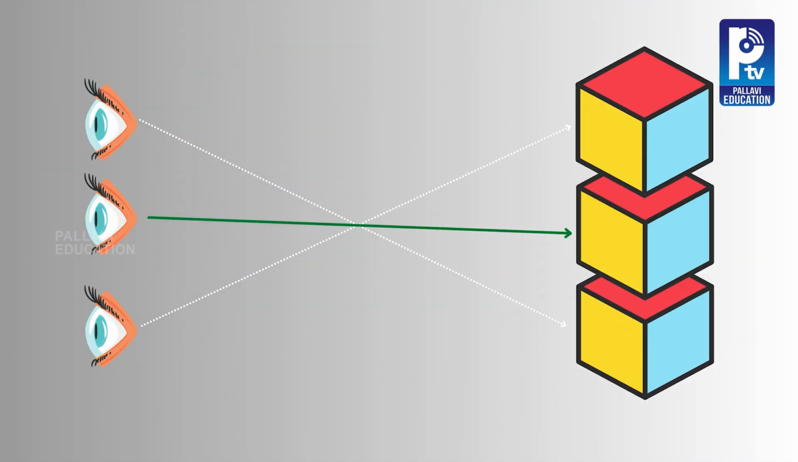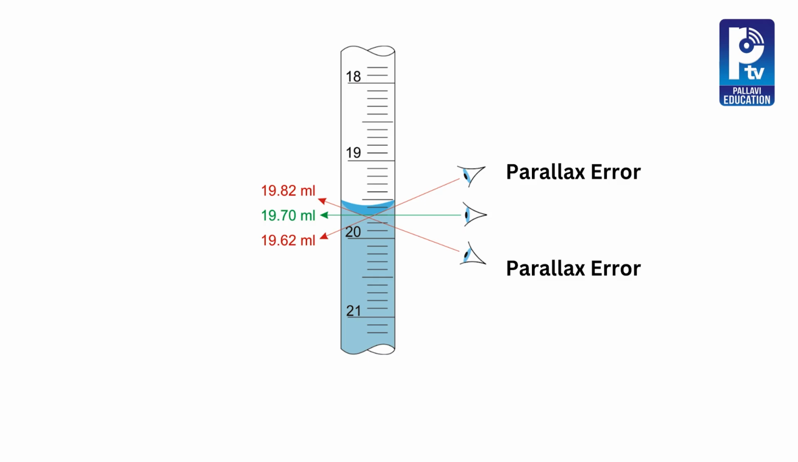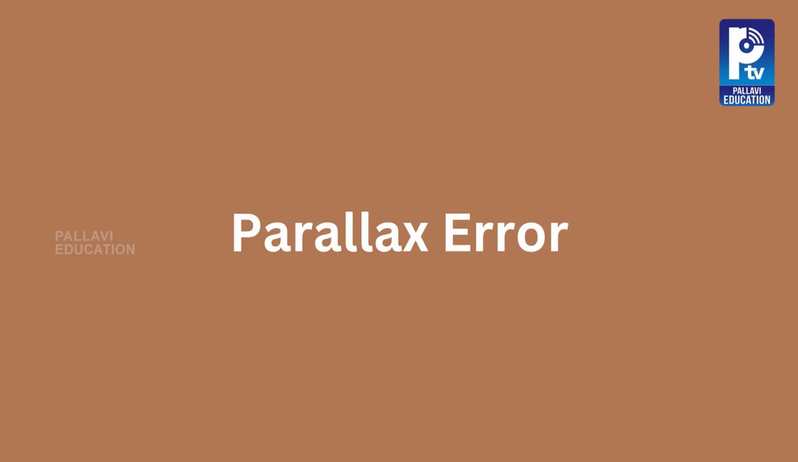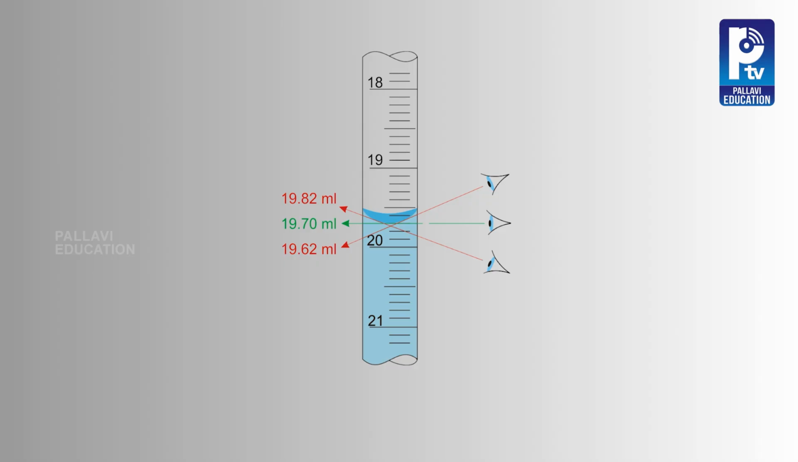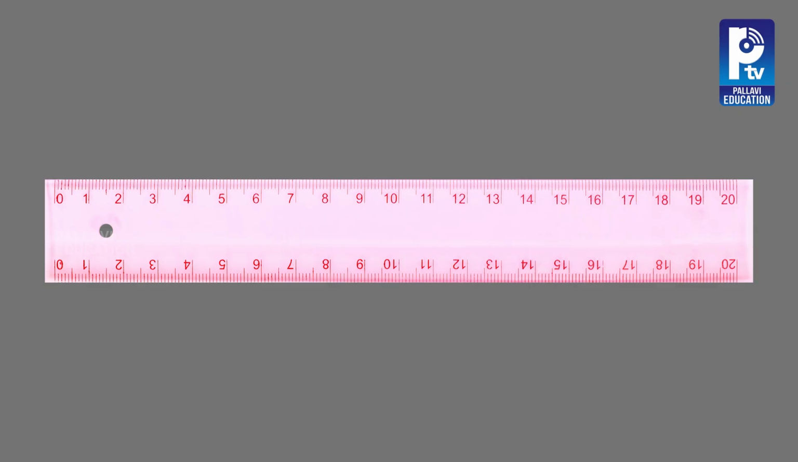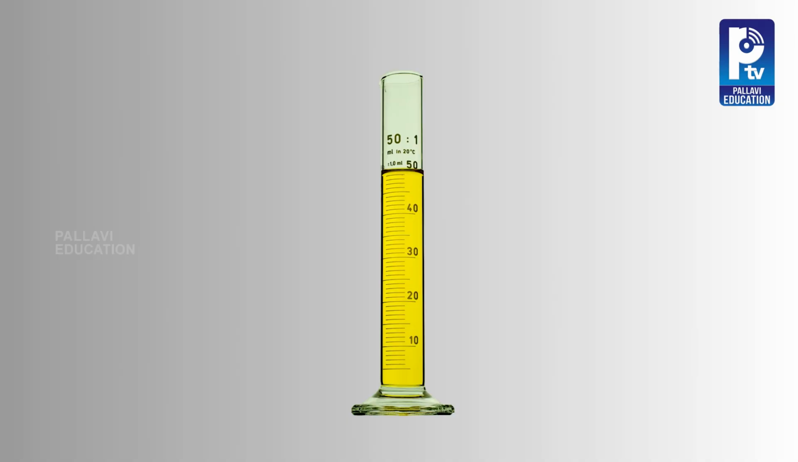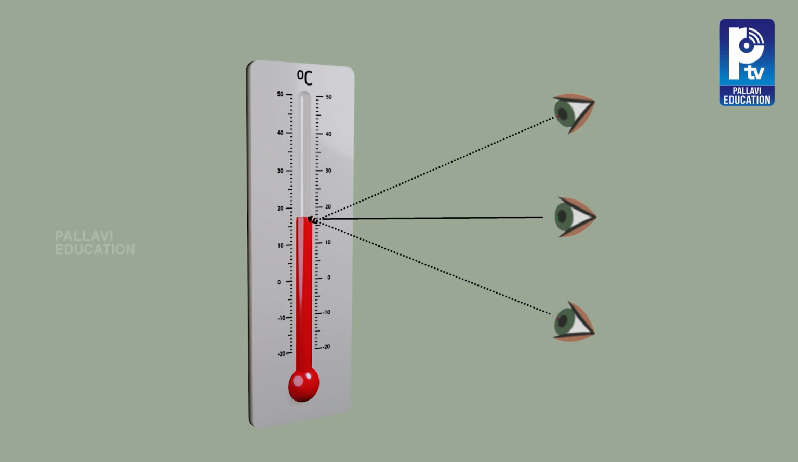Finally, be mindful of your eye position while observing measurements. Always keep your eye straight above the scale, not from an angle, to avoid parallax error. Parallax error occurs when the position of an observer's eye is not aligned properly with the scale marking, causing an apparent shift in the reading. This error is common in instruments like rulers, thermometers, and measuring cylinders, where the observer might view the scale from an angle rather than head-on.